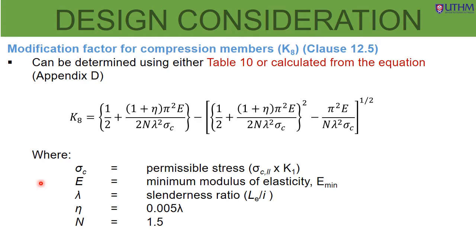The last consideration is to determine the modification factor for compression members, K8. We can use Table 10 or calculate from the equation obtained from Appendix D, Malaysian Standard. So the formula requires values such as permissible stress, minimum modulus of elasticity, slenderness ratio, eta is 0.005 times the slenderness ratio, and factor of n equal to 1.5.